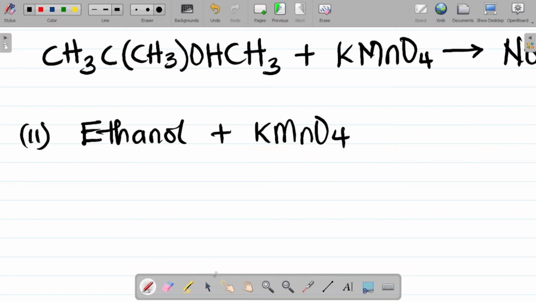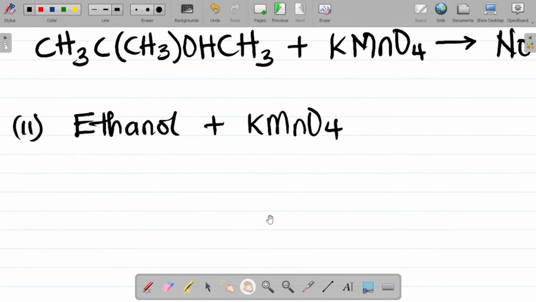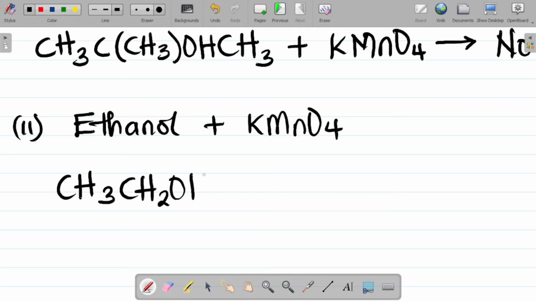All right, so let's get this done. For the ethanol, what I will have is simply CH3 into CH2 into OH. So this is ethanol. Ethanol combines with potassium permanganate. So if I combine ethanol with potassium permanganate, what do I get?